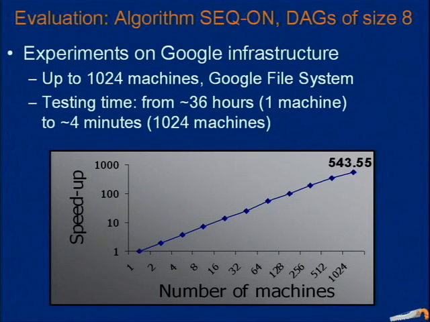And here are some of the results. This is for graphs of size 8, for one of the algorithms that we developed. These experiments were done on your computing infrastructure. Here's the speedup shown as the number of machines increased from 1 to 1,000. The testing time itself dropped almost linearly. It went down by over 500 times. It reduced from some 36 hours to about 4 minutes on 1,000 machines. So I guess it comes down from a weekend break to a coffee break that you can run this.